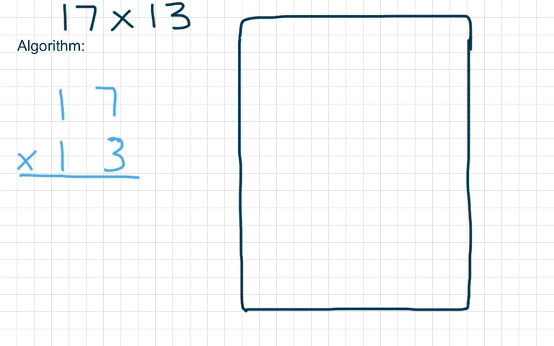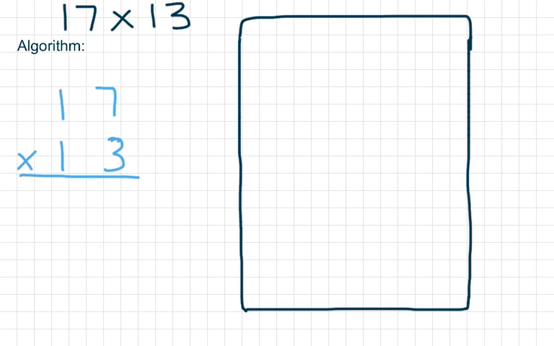So to begin the algorithm, it's very important to put your numbers directly above and below each other. So in this case, we've got 17 times 13. The 13 sits directly beneath the 17, and it's important that you have your place value positions lined up. So what I mean by this is that your ones column is in line and your tens column is in line. So the 3 and the 7 in 17 and 13 are in the ones column, and they're directly above and below each other. And the 1 in 17 and the 1 in 13 are both in the tens column, and they must be directly above and below each other.